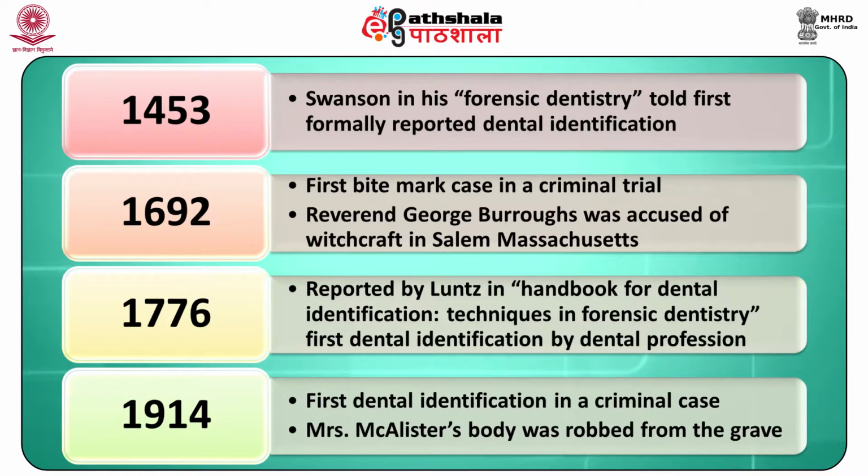In 1914, the first dental identification in a criminal case was done. Mrs. McAllister's body was robbed from the grave. This common practice in 19th century Scotland supplied corpses for medical school anatomy classes. The identification was confirmed by Mrs. McAllister's dentist, who fit her newly constructed denture on the maxillary ridge of the corpse.